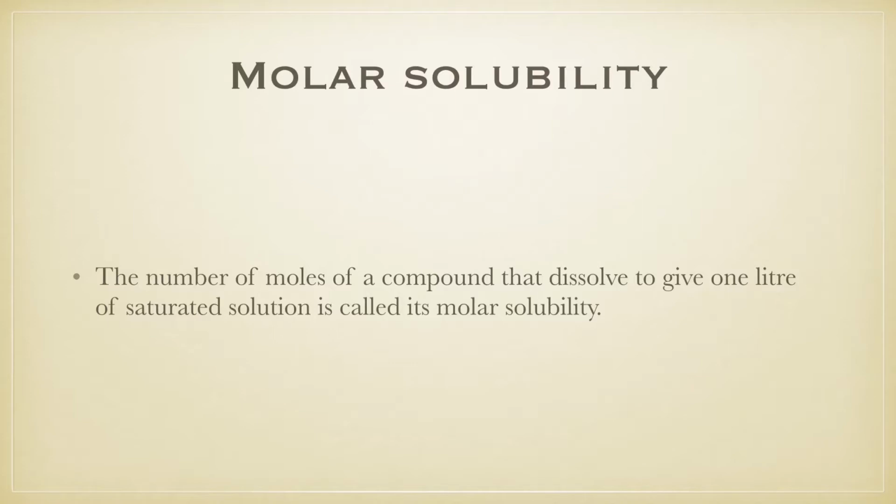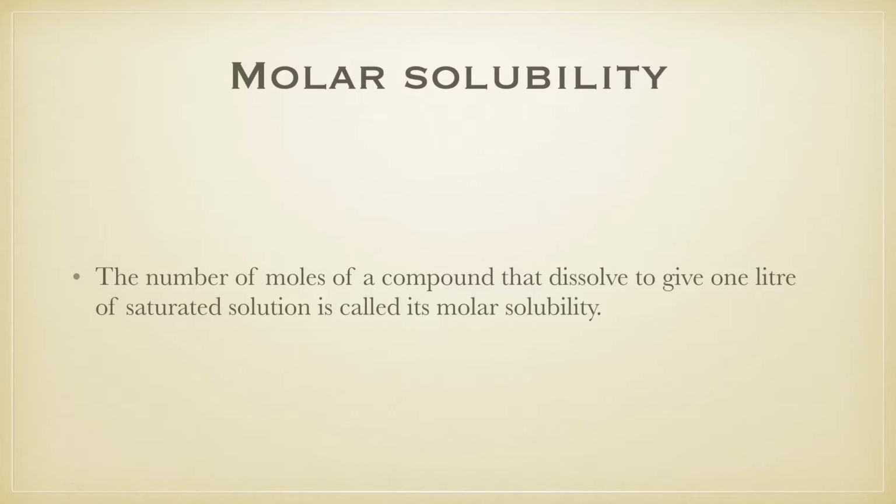Now, what do we mean by molar solubility? Whenever we hear the word molar, that means moles should come into the definition. Whenever it is molar something, we have to think about the number of moles. So here the unit will be mole per liter instead of gram per liter. The definition will be: the number of moles of a compound that dissolve to give 1 liter of saturated solution is called molar solubility. Hopefully you understood the difference between solubility and molar solubility.